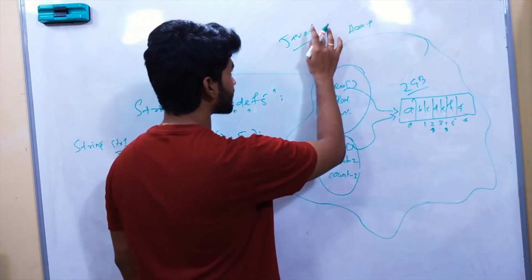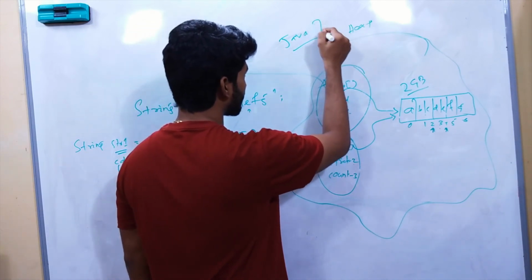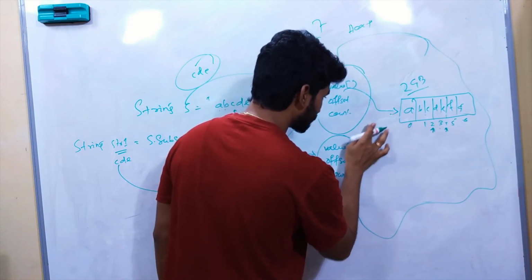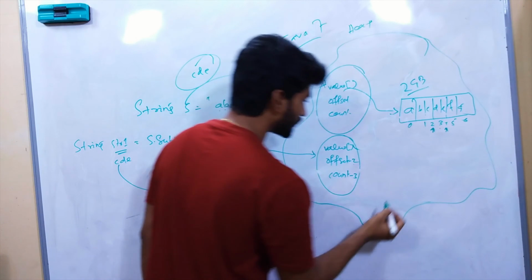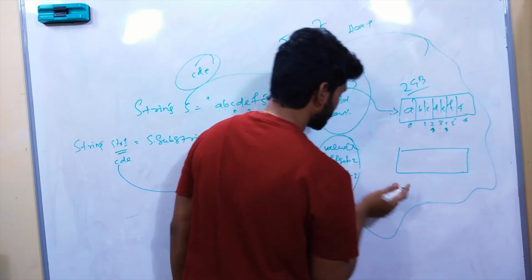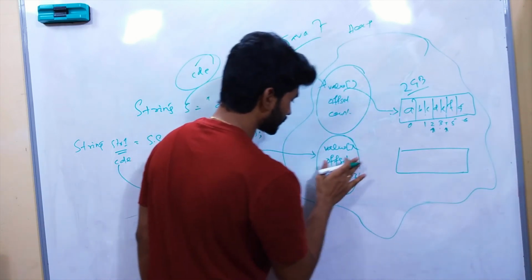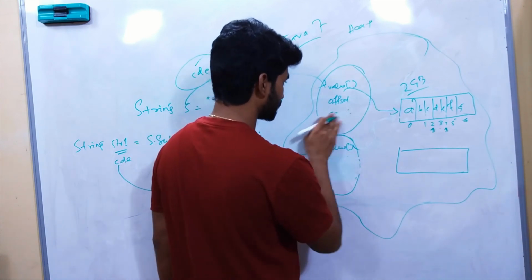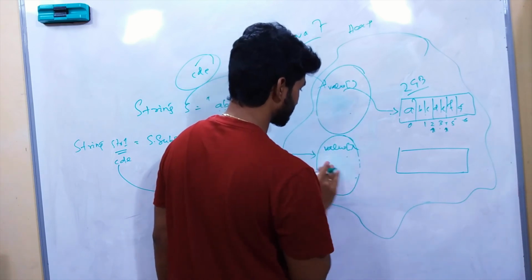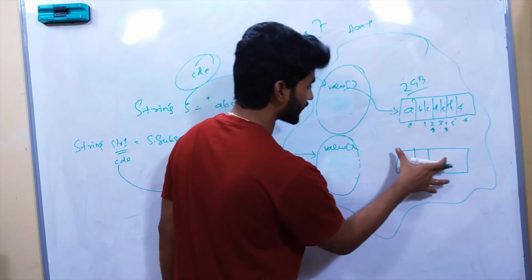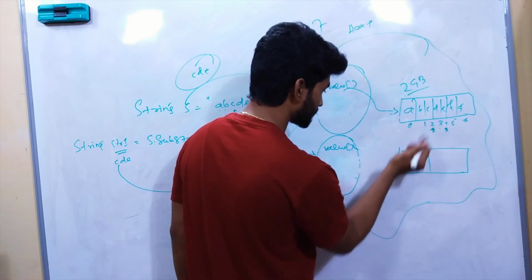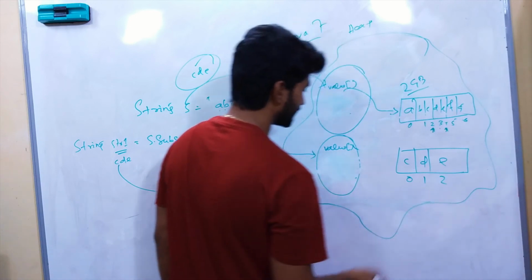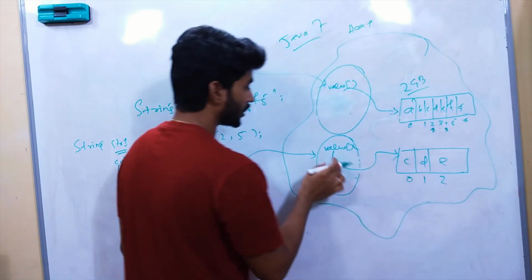But in Java 7 and later versions of Java, what was happening? This value array is not at all referencing the original array. Rather, it is just creating a new array with the desired substring. So there will be no offset and count in Java 7 and Java 8, as we have already seen in Java 8. Here we need CDE, so it is going to create a new array called CDE, and this value array is going to refer to that array.